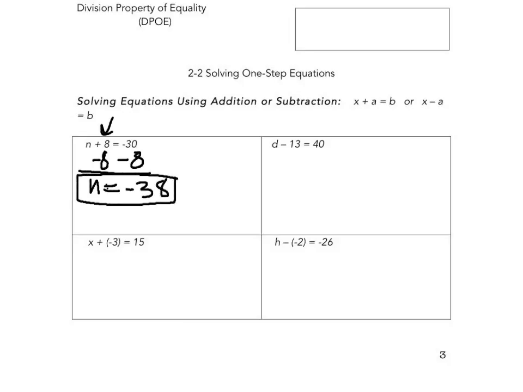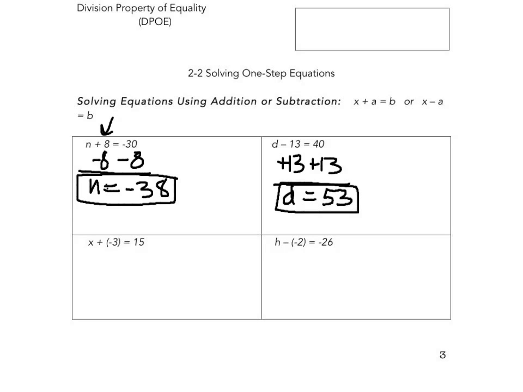The next one, you have d minus 13 equals 40. Since you're subtracting 13, you need to add, which is the opposite of subtraction. So I add the same number to both sides. I choose to add 13 to both sides to undo negative 13. So d minus 13 plus 13 leaves me with d, because negative 13 plus 13 is 0. Then on the other side, 40 plus 13 gives me 53.